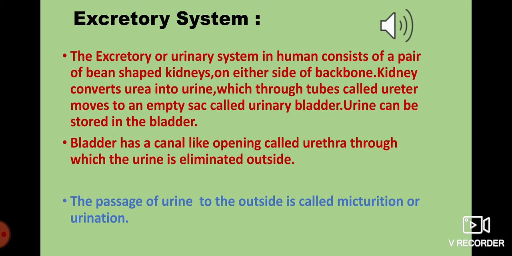These pipes from each kidney are known as the ureter. Urine flows through the ureter and reaches a single bag-like structure, the urinary bladder. From the urinary bladder it flows outside through a thin opening, which is known as the urethra. The passage of urine to the outside is known as micturition, or urination.